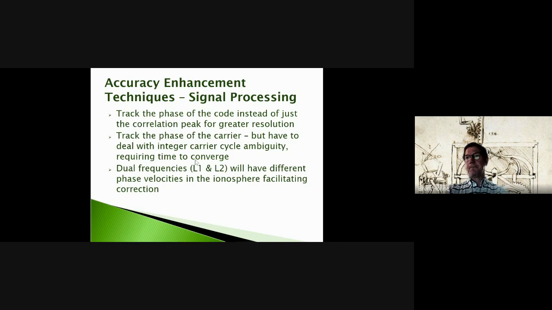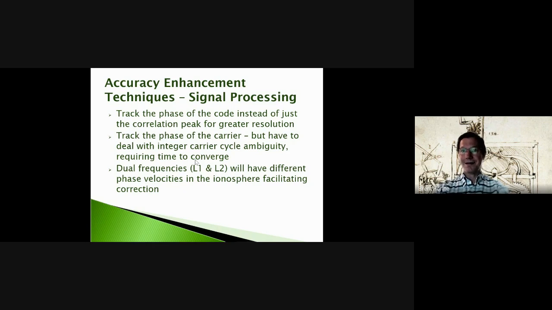So the faster chips and the longer code you have, the narrower that correlation peak is going to be, and you'll have better resolution. Well, you can actually, with enough processing, track the phase of the code and not just have that resolution be the width of a single chip, but actually be able to divide that chip up a little bit by tracking the phase. So that's the first approach at it.